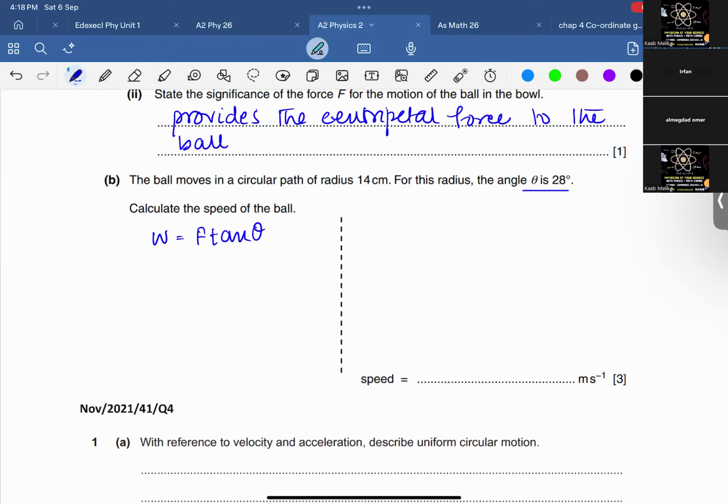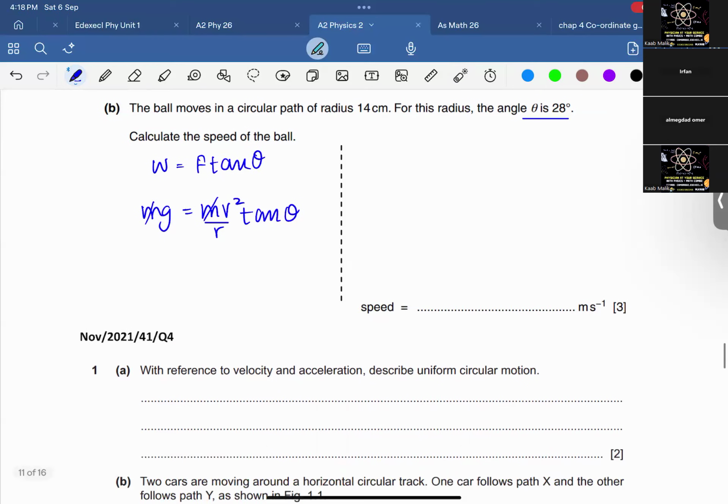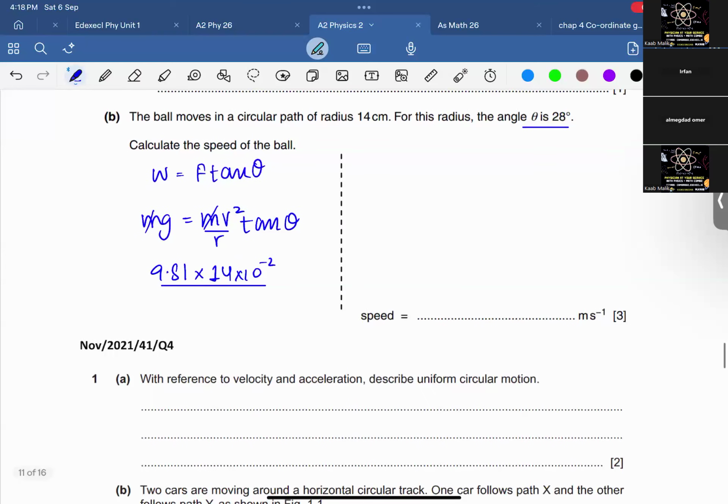We know that weight is basically mg, and we know that F is the resultant force providing the centripetal force, equivalent to the centripetal force. So I can replace this with mv squared over r, and this is what you were saying, Meghlad, and tan theta. Now you can cancel the m and m out, and you can make v the subject. So g is 9.81, radius is 14 times 10 to the negative 2, velocity is to be found, and theta is 28. You have to find out the v.